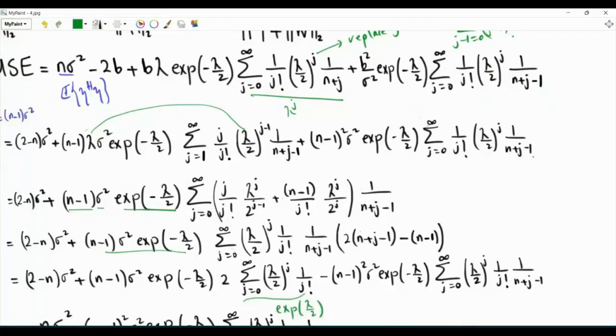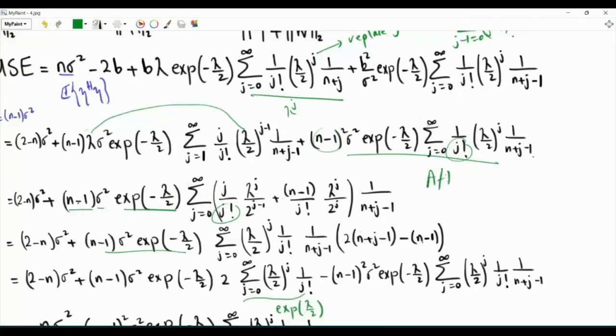And then inside the summation, j from 0 to infinity, we have lambda over 2 to the power j. And then we have 1 over the factorial of j. It is here, and it is also there. And then we have 1 over n plus j minus 1. It is in both sums now. What is the difference? From this summation here, we have n minus 1 remaining after taking n minus 1 as a common factor. And from the first summation here, we will have 2 times j.